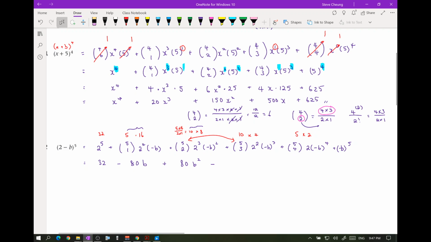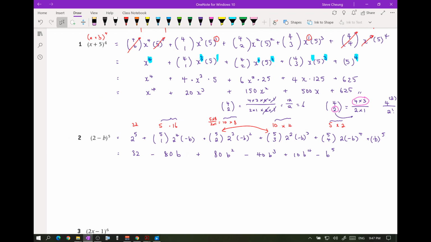So this is going to be alternating, since this part here now, with cubed, it's going to give us a negative. The coefficients is 10 and 4. This gives us 40. So it'll be 40b cubed. Then it will be plus 10b to the power 4 minus b to the power 5. So it gets faster and faster as you are getting more familiar with how to collect the coefficients.